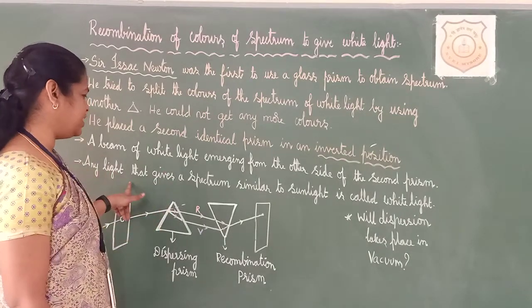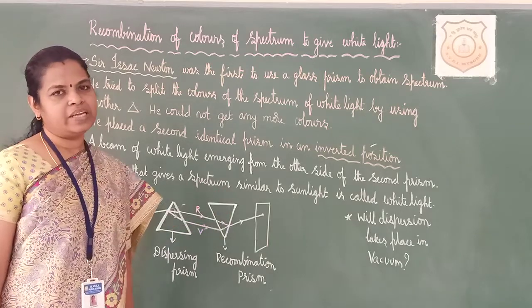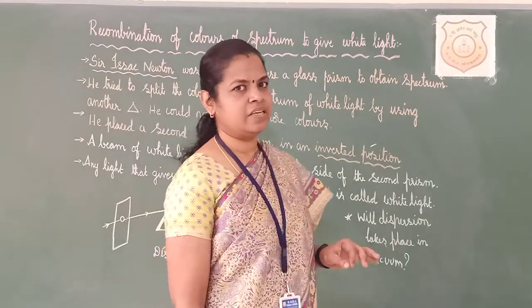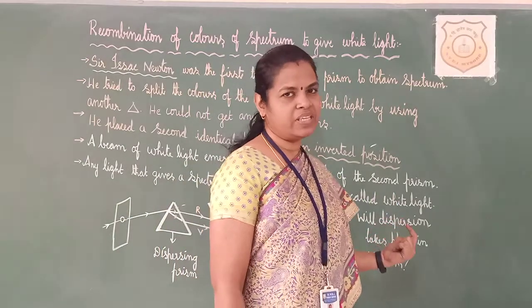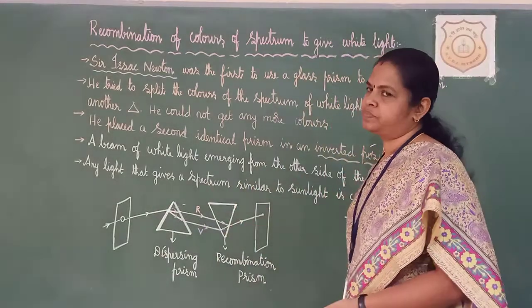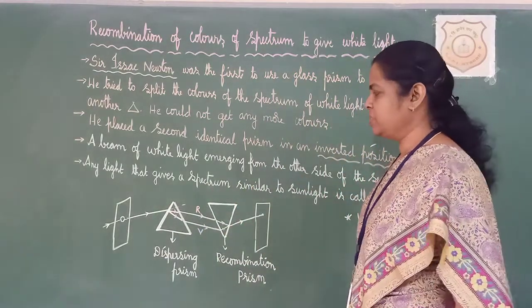See, any light that gives a spectrum similar to sunlight is called white light. In the future you will be studying white light, yellow light, like that. So white light means not only sunlight, any light that gives a spectrum similar to that of sunlight is called white light. This you should keep in mind.